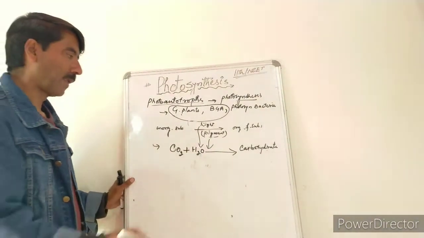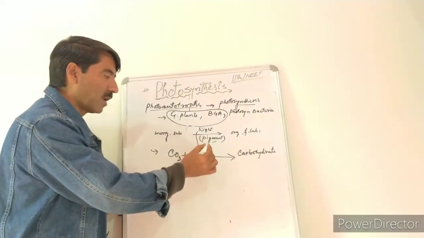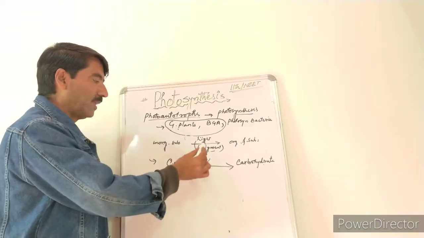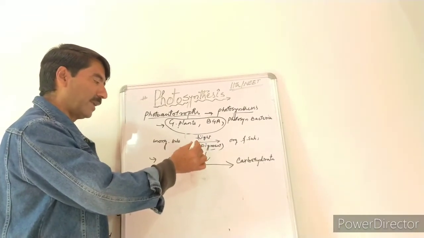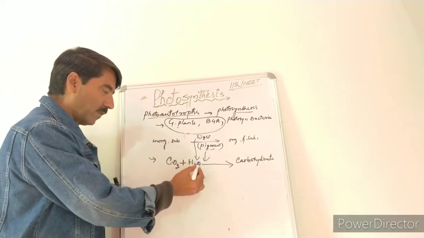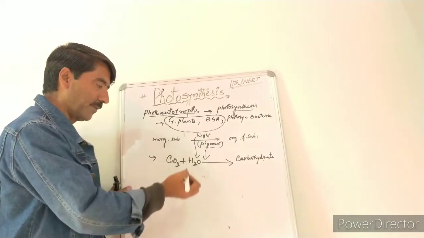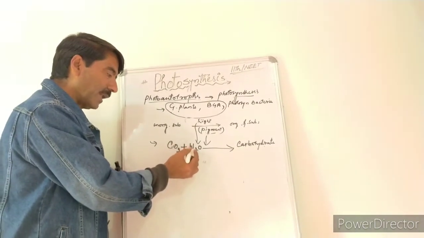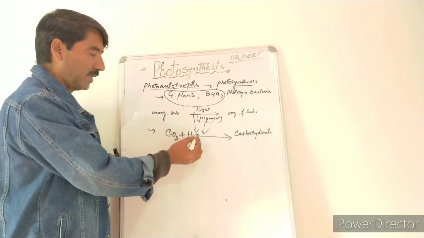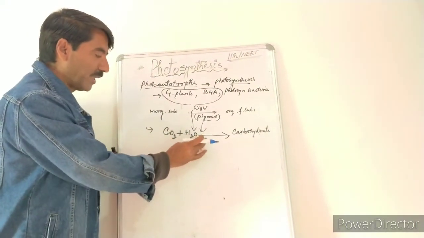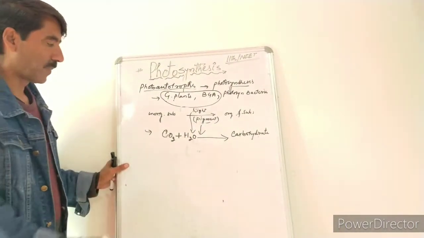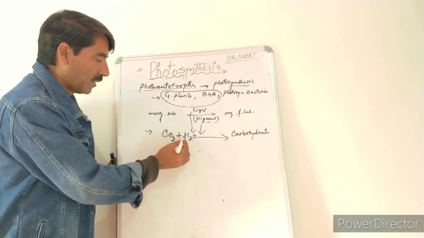Now here, these pigments absorb the sunlight. With the help of that absorbed energy, this water is being separated, and the electrons and the protons released from the water generate the assimilatory power or the reducing power.